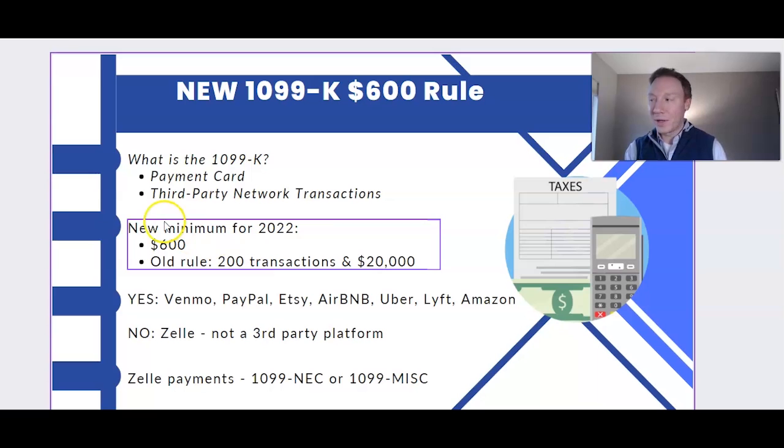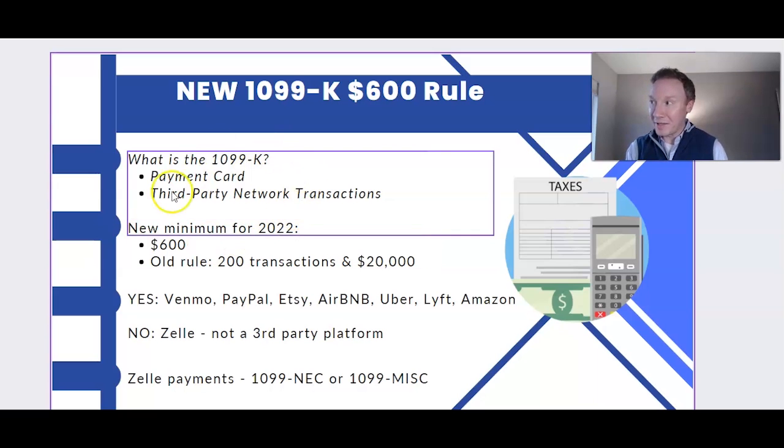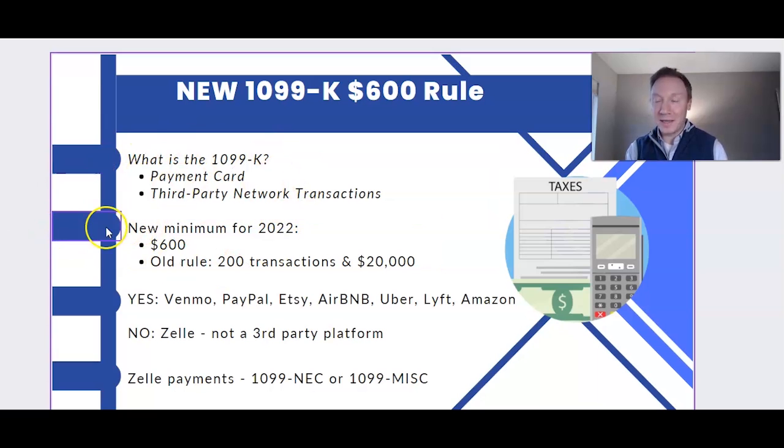Let's lower the limit. So now the limit is $600, and they got rid of the 200 transactions. So you can have 10 transactions. You could have received $2,000 from eBay. Now you're going to get a 1099-K, and the 1099-K is going to be sent to you, and it's going to be sent to the IRS. So when you do your personal tax return, the IRS is going to expect to see at least $2,000 of business income on your tax return. So that's the whole genesis of this 1099-K, and the reason why the IRS reduced the limit to $600.